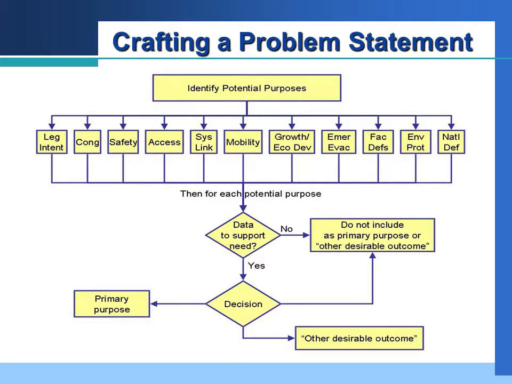Also, it is best to really try to focus on the single primary purpose for the proposal. Identifying the primary purpose for a proposal means determining the real driver and need for improvements. If there are one or two other purposes that need to be included, they are called other desirable outcomes. The point is to keep the problem statement simple and focused on the primary purpose.